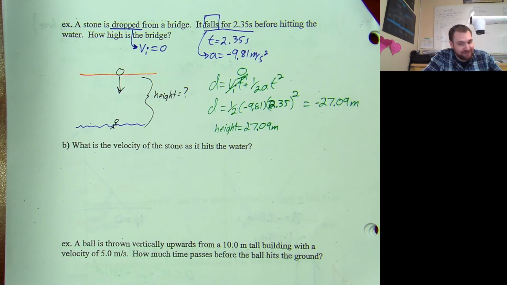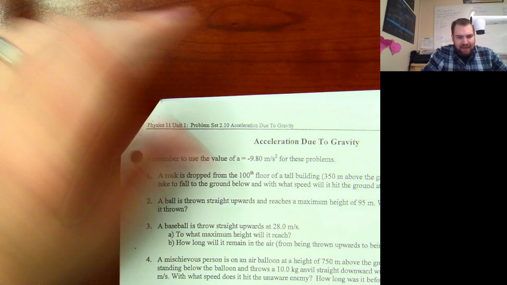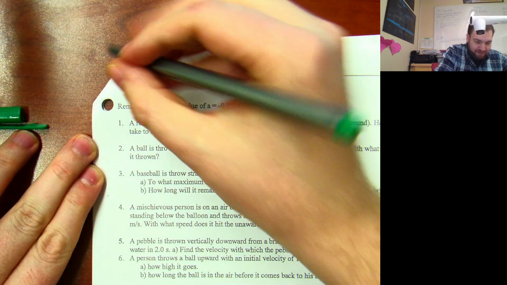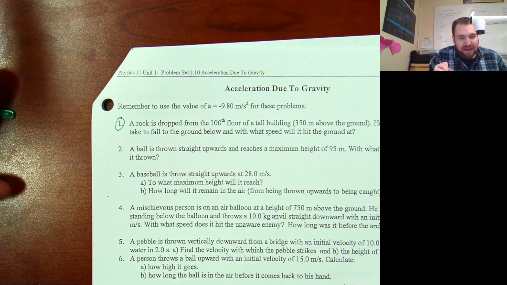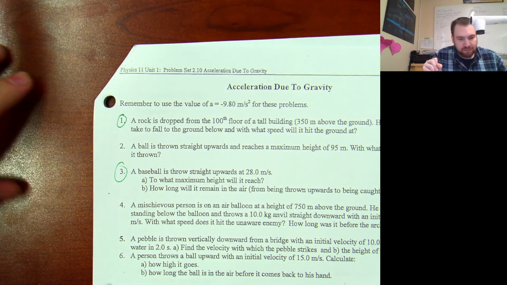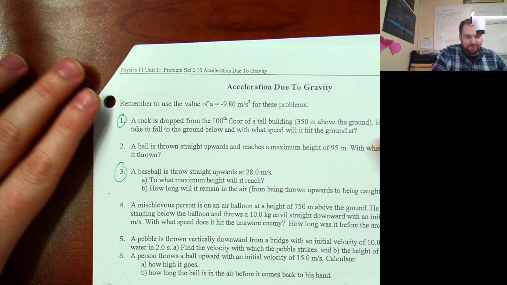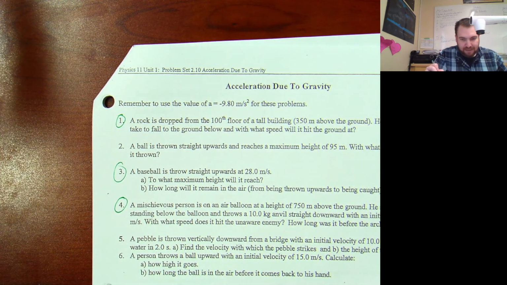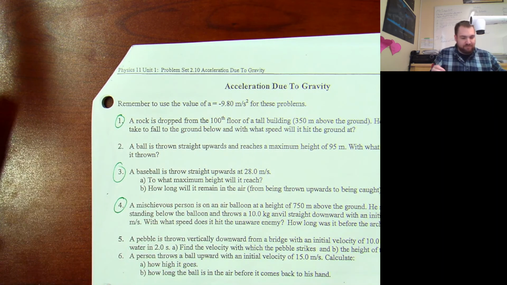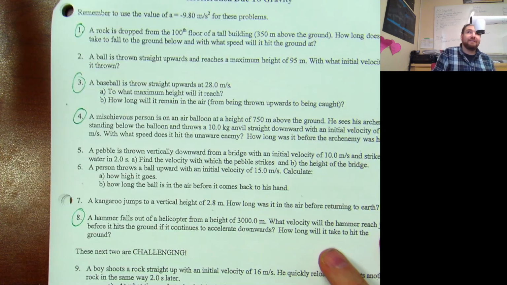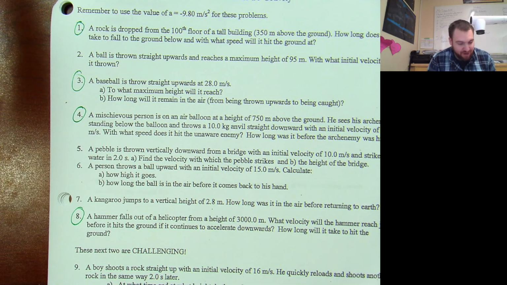Here's what I'm going to give you. I'm going to give you some homework that I want you to do over the weekend. I want you to do question number 1. I'm not going to give you as many as I would have if we had class. I want you to do question 3. I want you to try 4. And I want you to try number 8. 1, 3, 4, and 8. You can do the kangaroo too if you want. 7 is optional. Have a good day, guys. Enjoy your weekend. I'll see you on Monday.